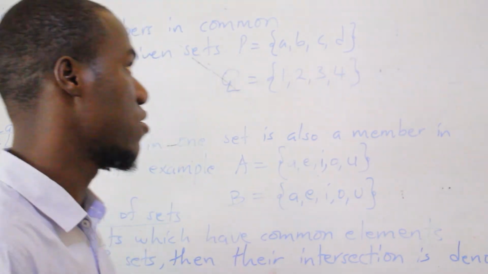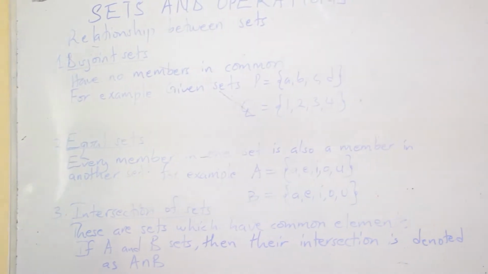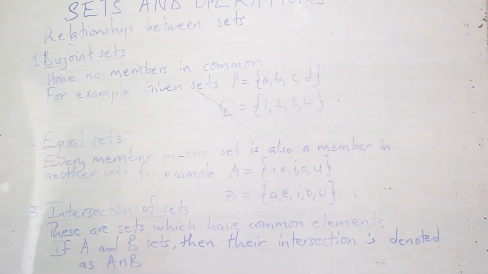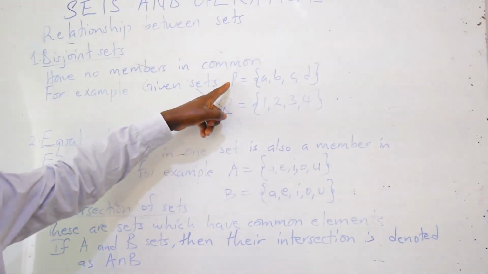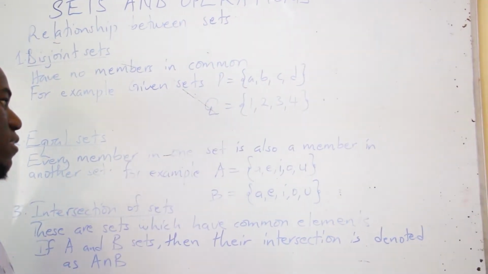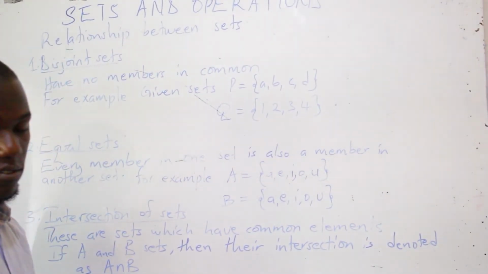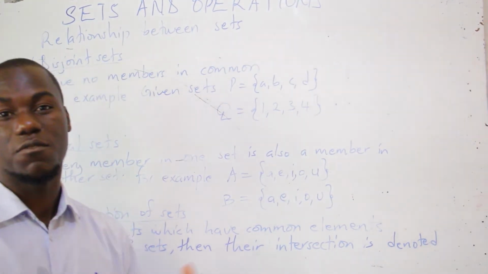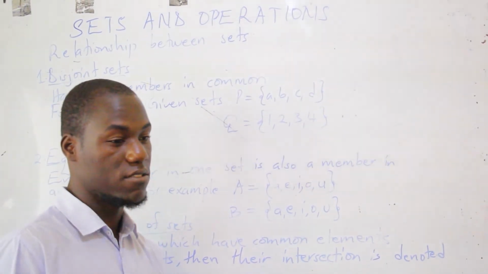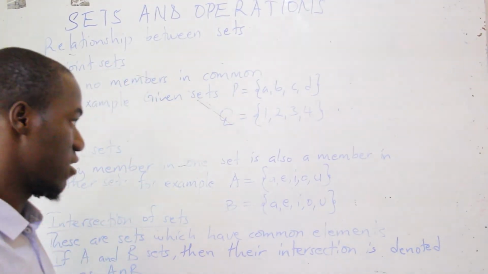Now we must talk about the relationship between sets. One is the disjoint sets. Those are two sets which have no members in common or elements in common. For example, my set P and set Q there, you can see that there is nothing, they are totally different. In real life, those disjoint sets, we can have senior 4 students and a set of farmers in Kawanda, and the senior 4 students also in a certain school. So those two sets are totally disjoint.